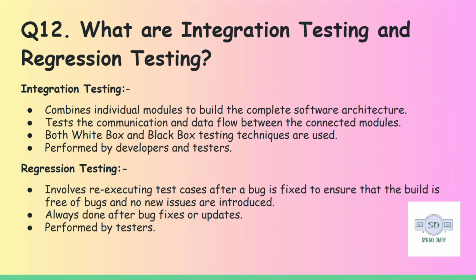What are integration testing and regression testing? Integration testing combines individual modules to build the complete software architecture. It tests the communication and data flow between the connected modules. Both white box and black box testing techniques are used, and it is performed by developers and testers. Regression testing involves re-executing test cases after a bug is fixed to ensure that the build is free of bugs and no new issues are introduced. It is always done after bug fixes or updates, and it is performed by testers.